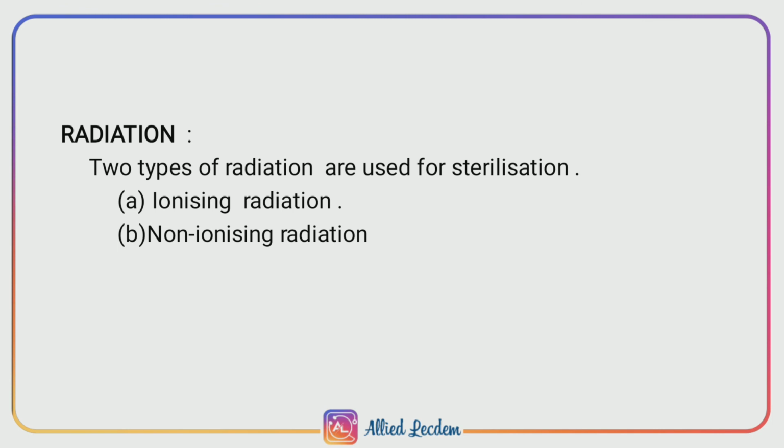Radiation. Radiation is also called as cool sterilization, as heat is not used for sterilization. There are two types of radiation. One is ionizing radiation, which include gamma rays, and for non-ionizing radiation, it is infrared and UV rays.